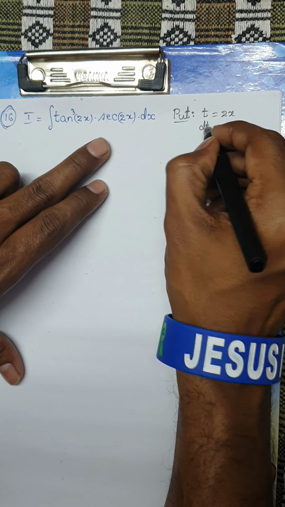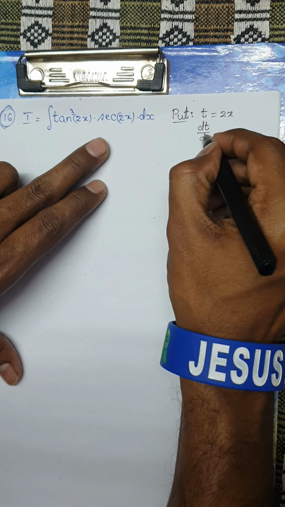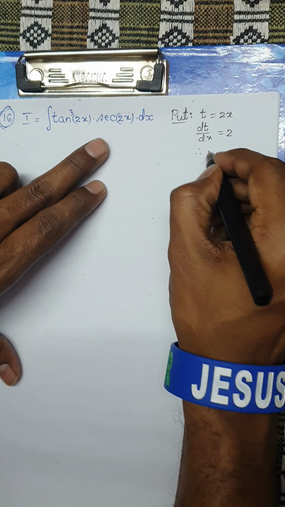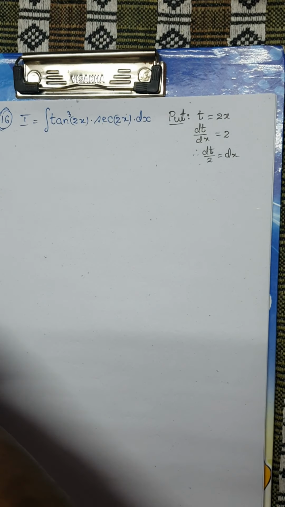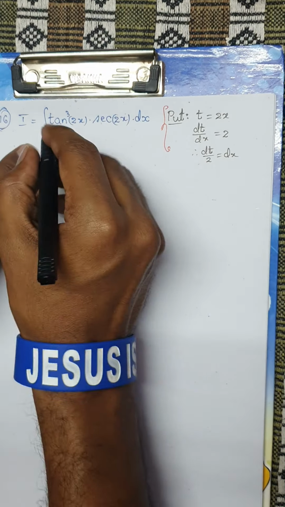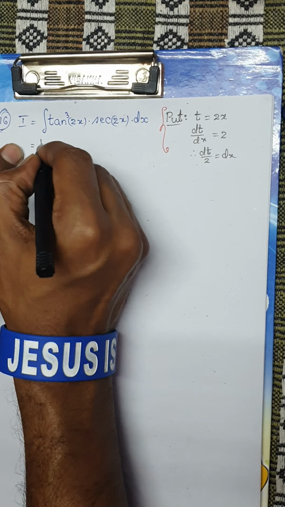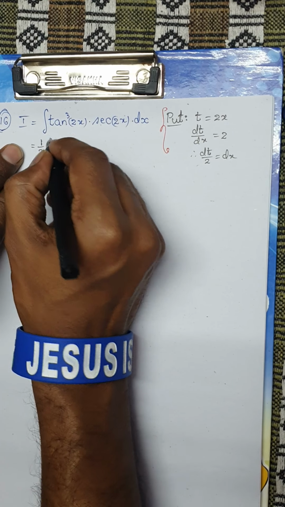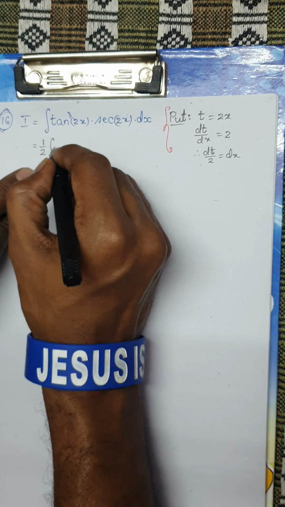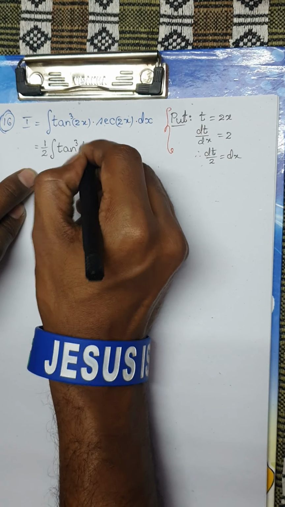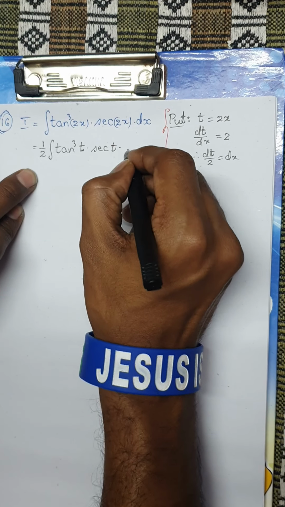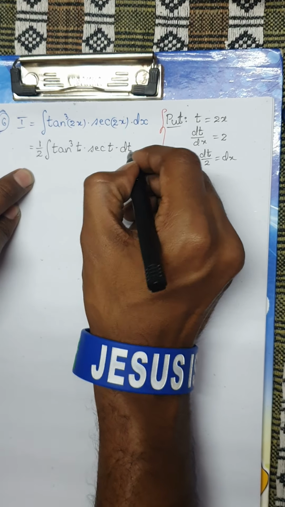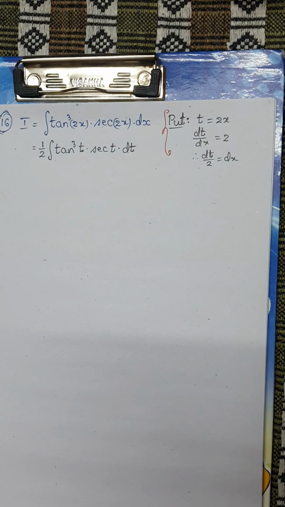So if you differentiate, you will get dt by dx would be 2, or you can write it as dt by 2 can be taken as dx. Okay, this was the substitution part. Let me keep it aside. Now see what happens to the integral. The integral becomes, I have dt by 2 here, so let me keep this 1 by 2 outside. Integral of tan cube t, because 2x is t, tan cube t into secant t, and dx will be taken as dt. Remember, the 1 by 2 is taken outside.